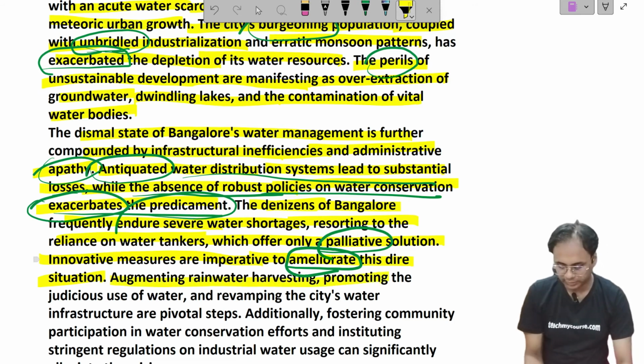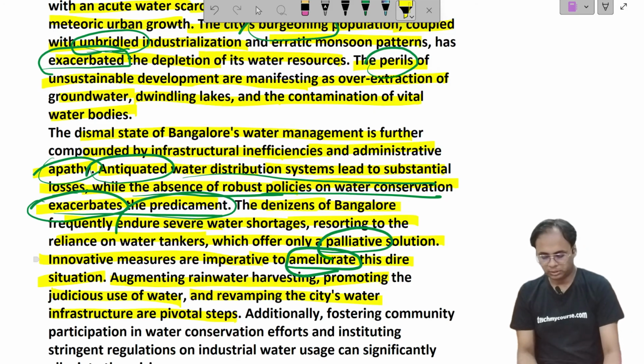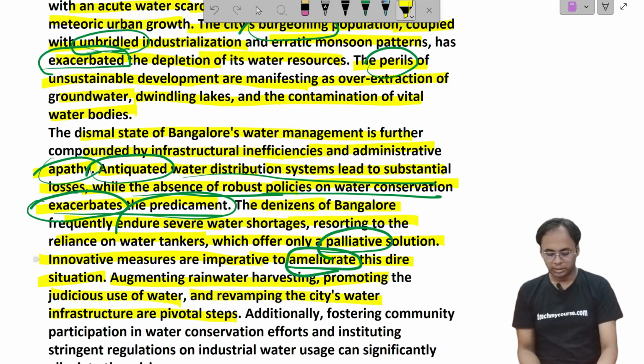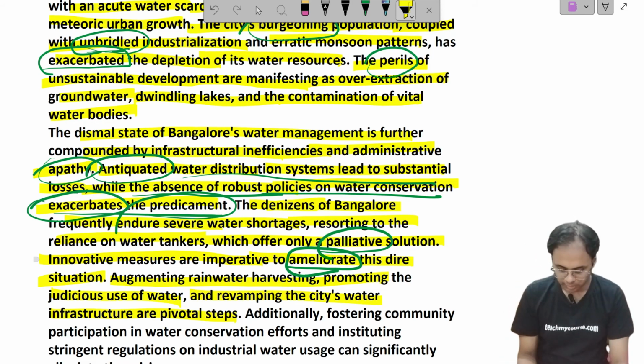Augmenting rainwater harvesting, promoting the judicious use of water, and revamping the city's water infrastructure are pivotal steps. So these are some steps which are being recommended by the author in order to improve the water situation in Bangalore.